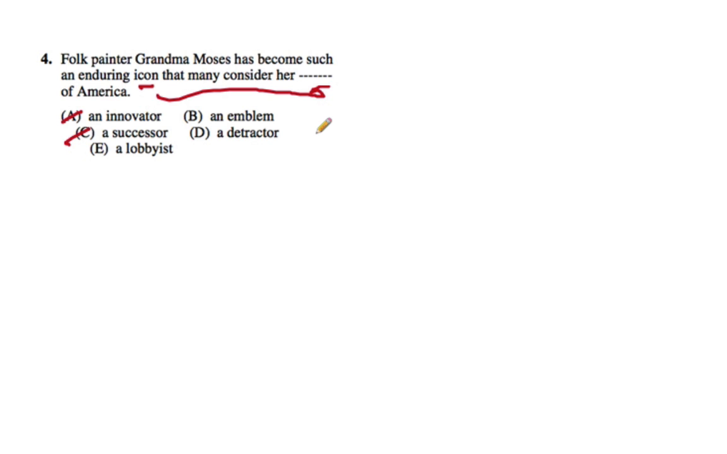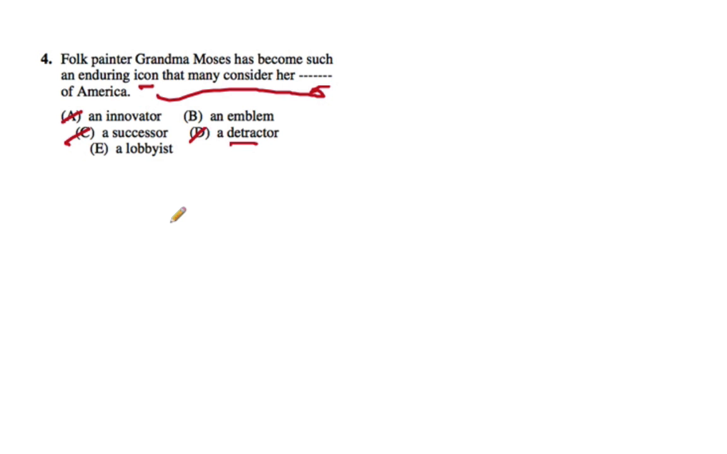You might know it. If you don't know the word detractor, you might recognize that it contains the word detract. And detract is to take away from something or to make it less valuable. And a detractor is someone who says something bad about someone or something. Now, if you didn't know that, you would leave this answer choice in. But if you can figure out that's what detractor probably means, you wouldn't pick it, because why would a folk painter be considered a detractor of America? It doesn't make any sense.